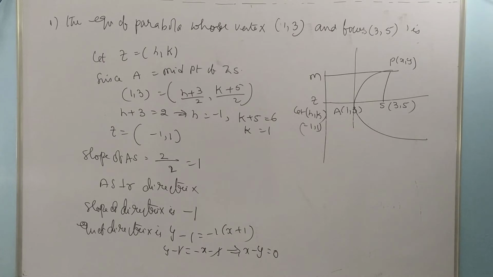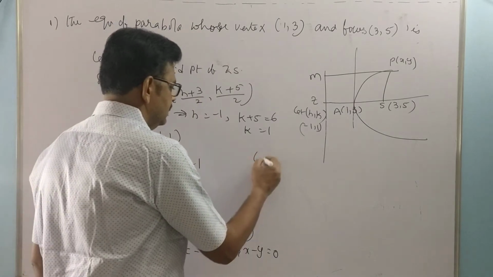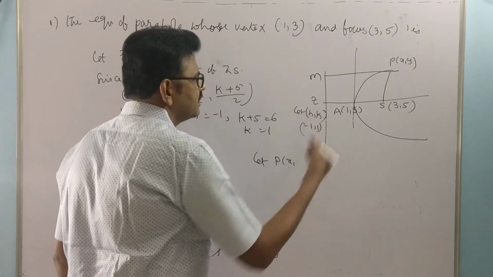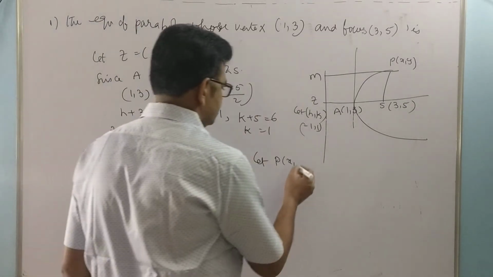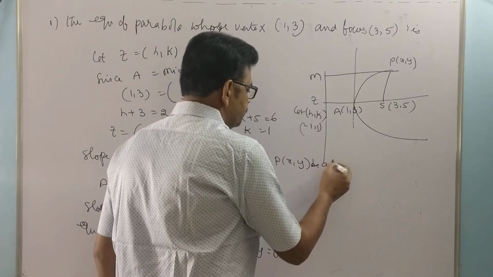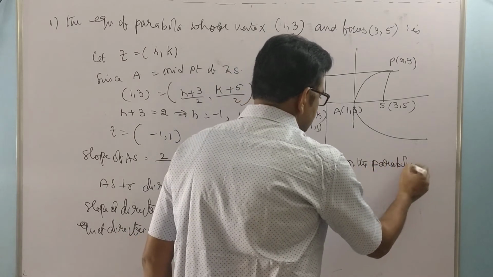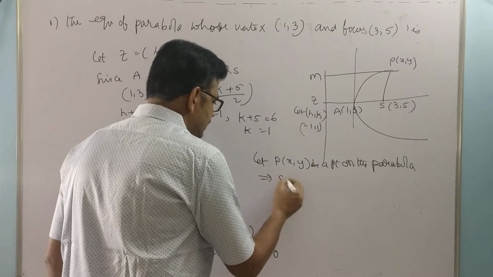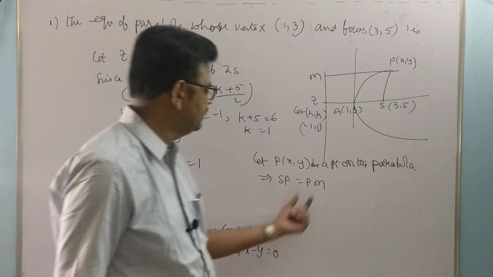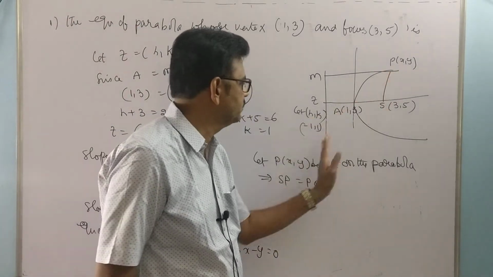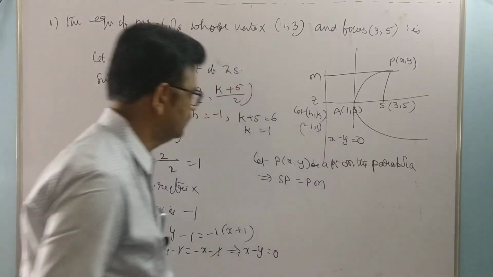Now let P(x, y), or in general (x1, y1), be a point on the parabola. This implies, by the definition of parabola, SP is equal to PM, where PM is the perpendicular distance from the point (x, y) to the directrix. What is the directrix equation? x minus y equal to 0.